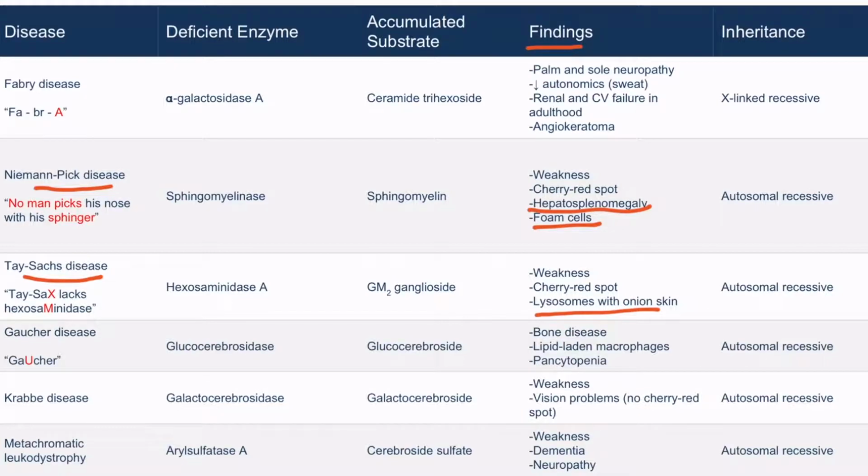The mnemonic, "No man picks his nose with his finger," is helpful in remembering that sphingomyelinase is the deficient enzyme and that sphingomyelin is the accumulated substrate.